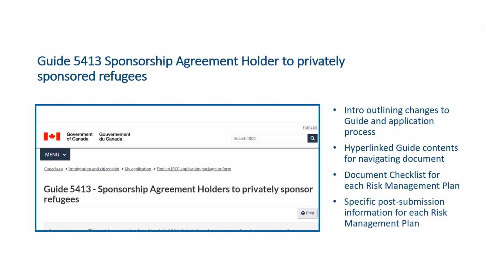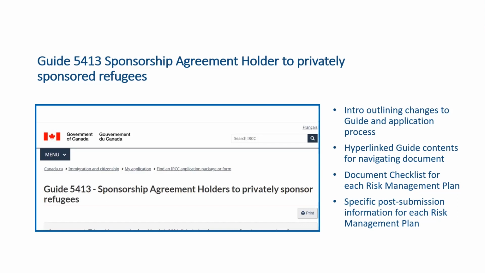Now, as we mentioned earlier, the 5413 guide will also be updated to incorporate elements of the risk management plans. There will be information about the proof of fund requirements that we're going to look into in a moment, information about how you complete the new forms, information about the change of contact process, and specific information about each risk management plan and the different requirements. It is scheduled to be published along with the new forms on November 1st, 2023.